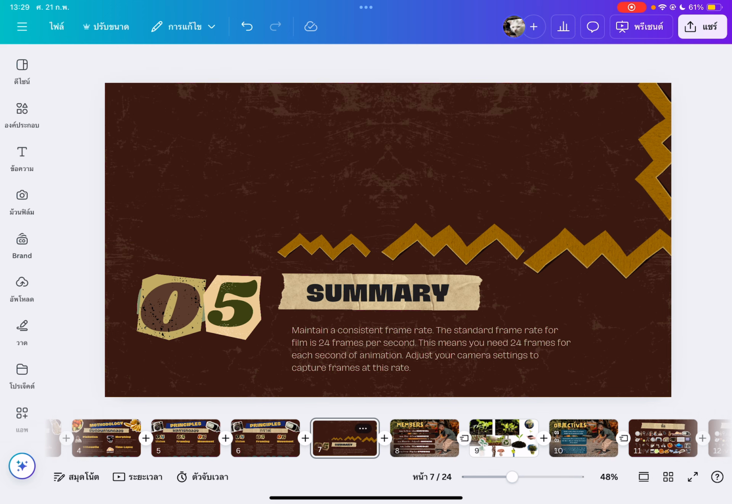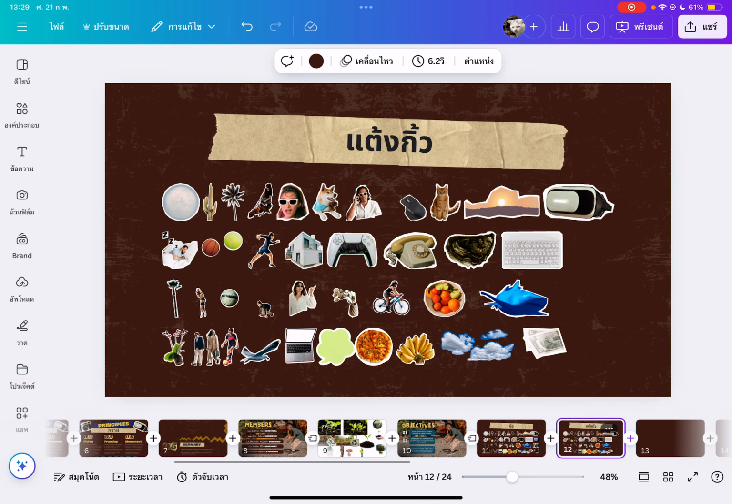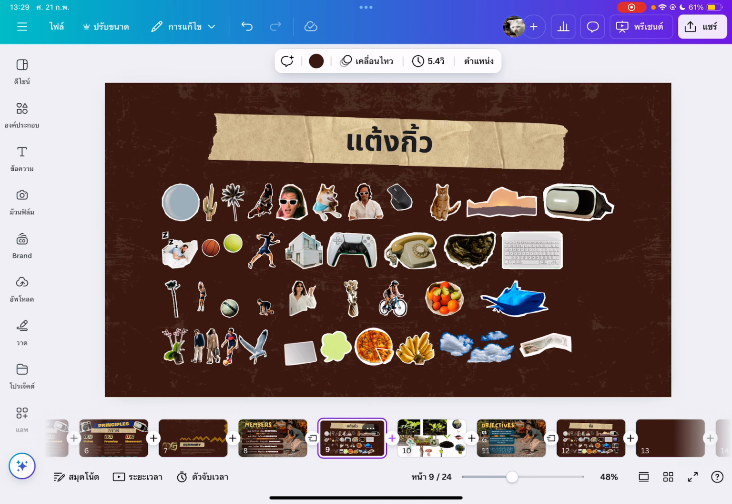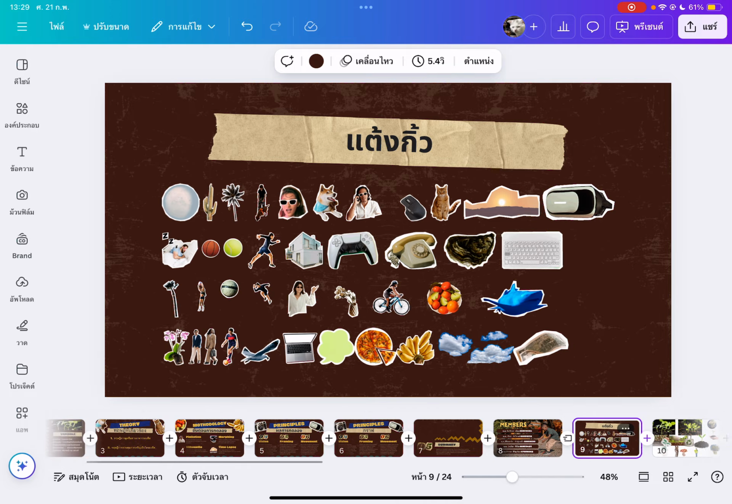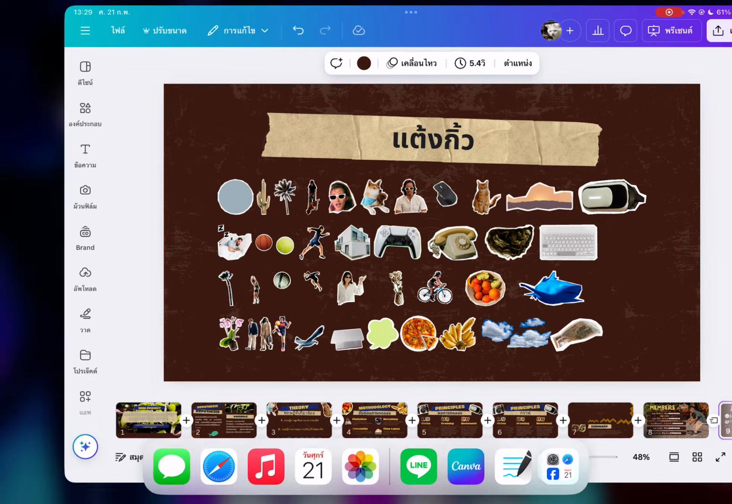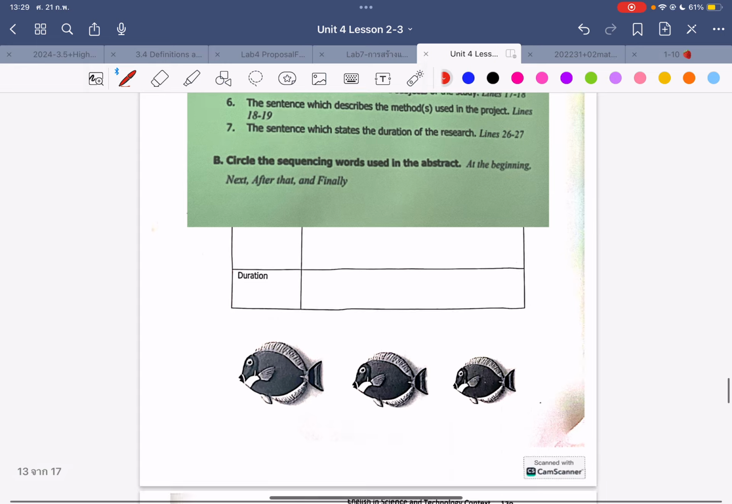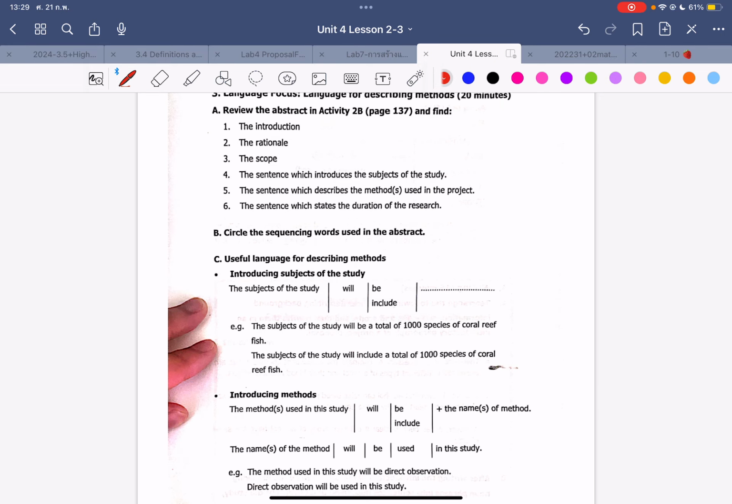Now let us look at some language expressions. When you introduce the subjects of study, you use the frame: the subjects of the study will be 1000 fish, or will include 1000 fish, something like that.